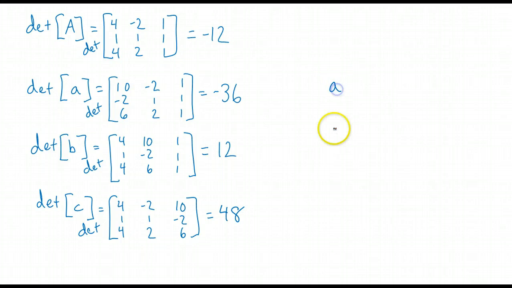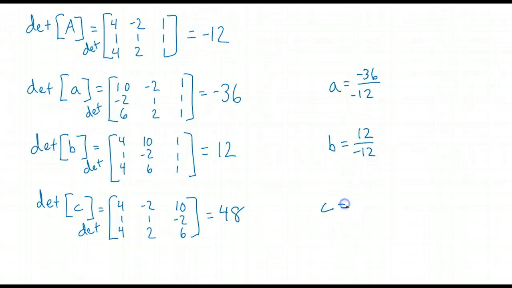Now I need to solve for a, b, and c. A is going to be this determinant divided by my coefficient determinant. B is going to be this determinant divided by this determinant. And C is going to be this determinant divided by this determinant. So I have -36 divided by -12 gives me +3. 12 divided by -12 gives me -1. And 48 divided by -12 gives me -4. So I've solved for a, b, and c.